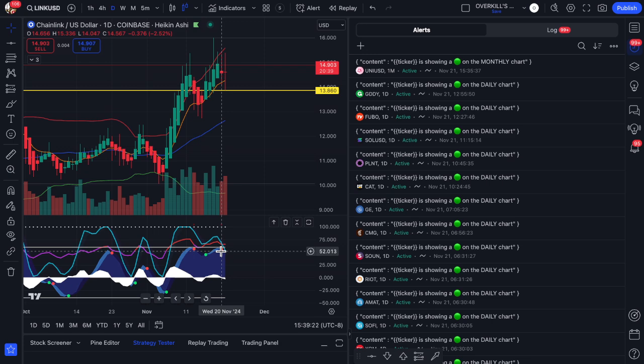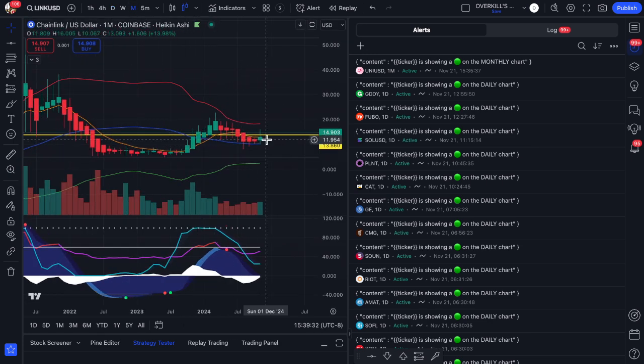Okay, 13.86 is your stop. Again, I don't think it's a bad place to take a little bit of profits. If it pulls back, I don't think it's going to pull back much. It'll probably pull back to like 12.60 or so. I really am bullish on the monthly chart though.